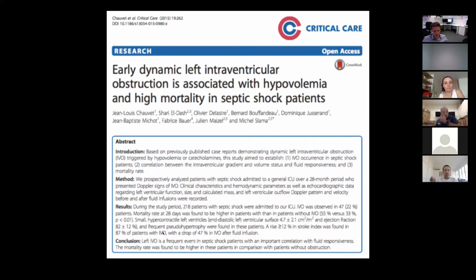And they found that the 28-day mortality rate was higher in patients with intraventricular obstruction than without, 55 versus 33%. So it makes sense to me that hypovolemia is bad in our patients, just as too much fluid is, and that goes with, as Ian Seppelt says, the Goldilocks principle. You've got to get it just right, which is incredibly difficult.